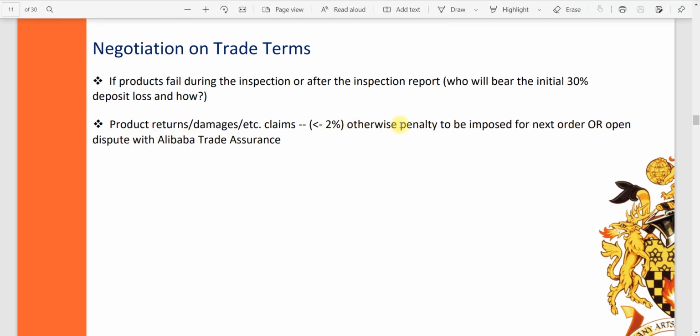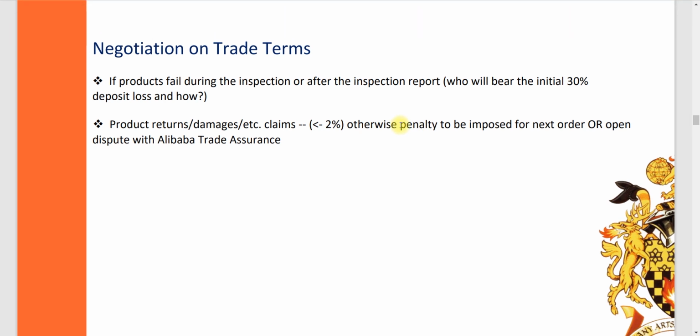So in the next order, you will make all these terms: if I place the next order, I will impose a penalty on that next order, or I will open a dispute on Alibaba trade assurance. All of these terms you should be negotiating with the supplier.